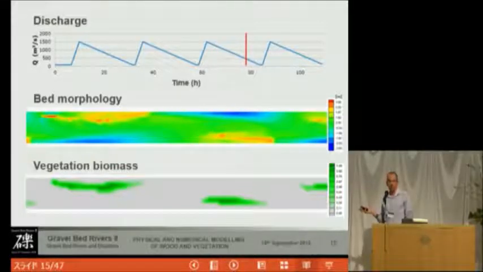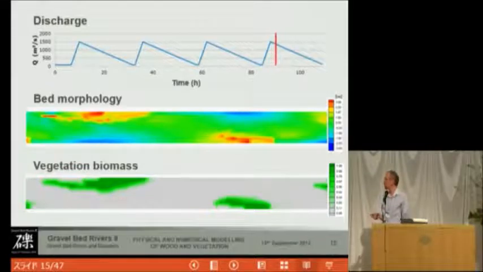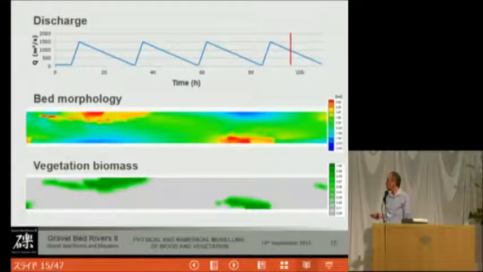So this was just an example. You can play with the model looking at different types of vegetation. What we have found is that, well, of course, the final morphology is quite different.